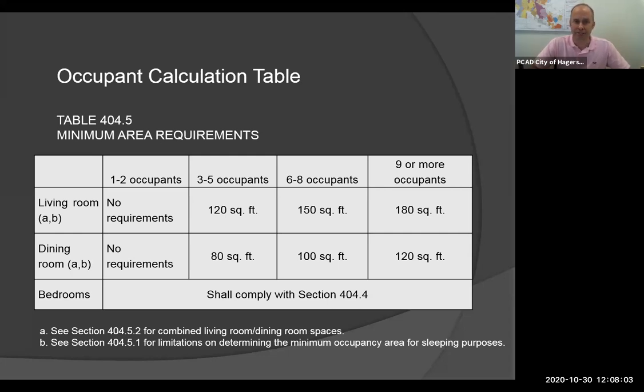We added the section for 9 or more to the code in 2008. We felt that we didn't have anything to address some of these structures that potentially had overcrowding issues. So when the code was last updated, which was in 2008, is when we added in that 9 or more requirement. You can see that for living rooms, it's 120 square feet for 3 to 5, 150 for 6 to 8, and 180 for 9 or more. For dining rooms, it's 80 square feet for 3 to 5, 100 square feet for 6 to 8, and 120 square feet for 9 or more. And then you can see in the section here, we have bedrooms, where it's a completely different code section on how it's calculated. We're going to get into that a little bit later.